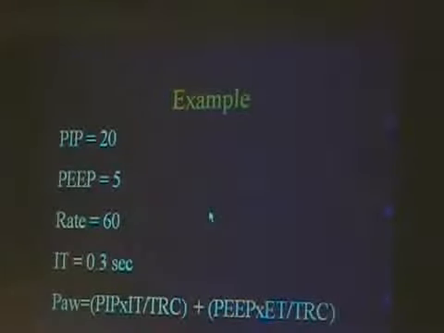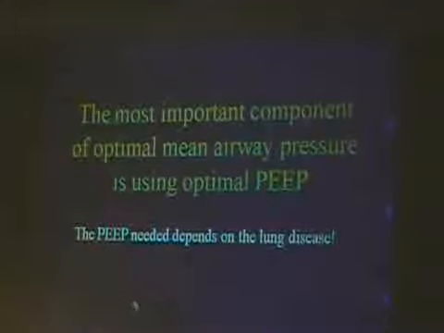So if I were bagging a baby on these pressures and I wanted to, say, start oscillation, I could say, all right, we'll start it at 10 or 12, and we'll go over those numbers and why we picked those in the next talk. But it's very important to know how that number is calculated, and this is the important thing about oxygenation. The most important component of optimal mean airway pressure is using optimal PEEP. Why? Because it's the PEEP that keeps the lung open. And keeping the lung open at the optimal mean airway pressure is the most important component of oxygenation.